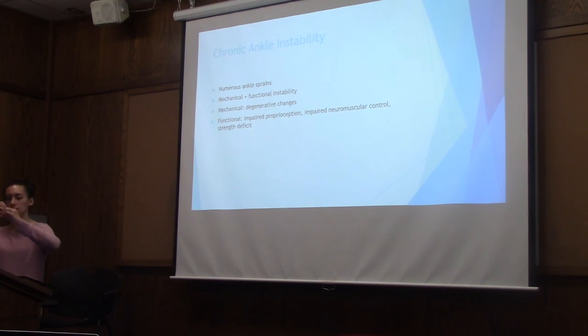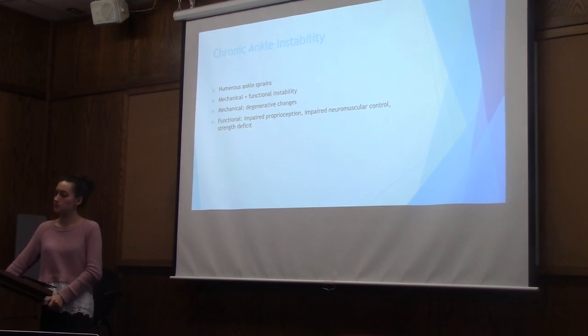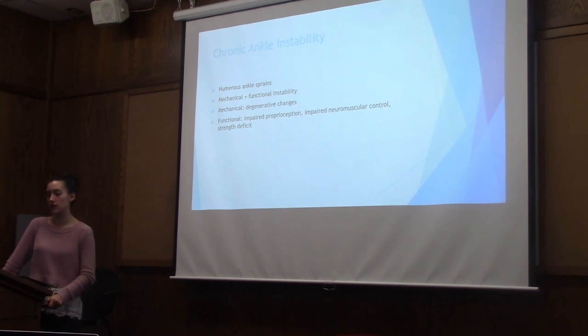There's a, what are those things called? It's like a circle. Venn diagram. Yes, a Venn diagram that shows you need both, and then it explains mechanical and functional instability. So that characterizes chronic instability.